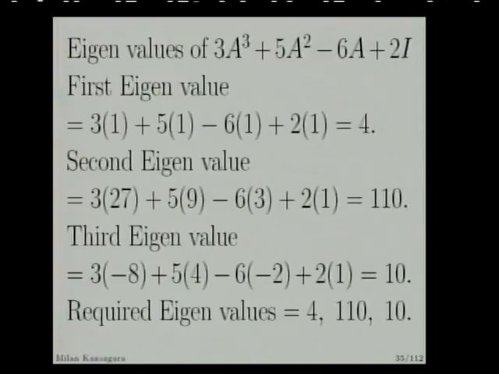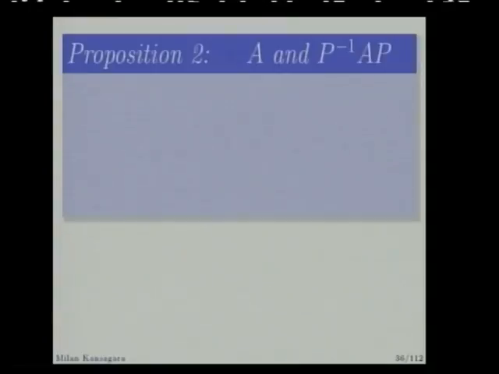By the usual method, if we find this expression first, it will be a very complicated procedure: find A cube, then A square, multiply by 3, 5, and add that. So it will be very complicated. Using this proposition, our calculation will be reduced. Now this proposition gives some information about A and P inverse AP.